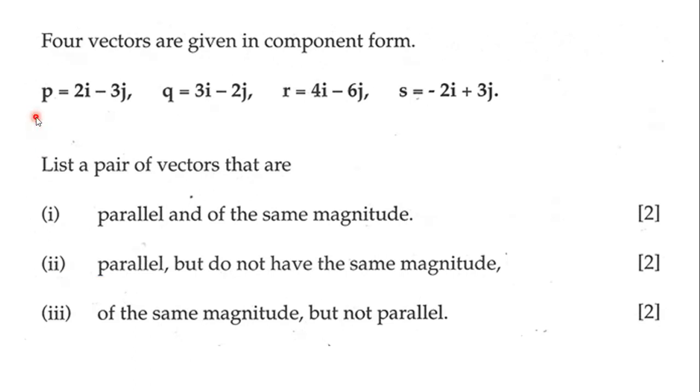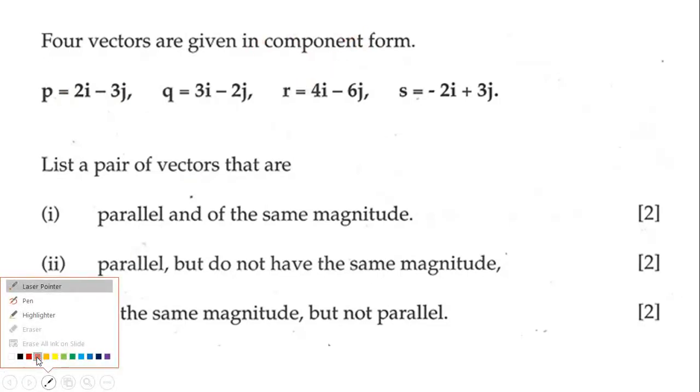Today we're going to be considering a question on vectors. And notice what we have in front of us. It says four vectors are given in component form. So we have these four vectors. We have the vector p, which equals 2i minus 3j. We have the vector q, which equals 3i minus 2j. We have the vector r, which equals 4i minus 6j. And we have the vector s, which equals negative 2i plus 3j. And these vectors are given in component form.